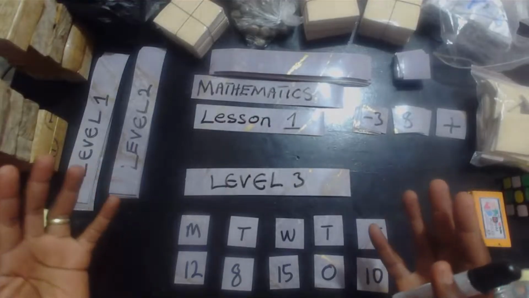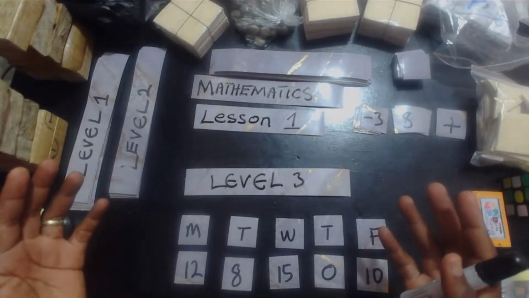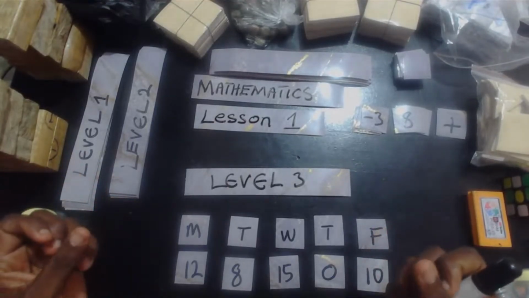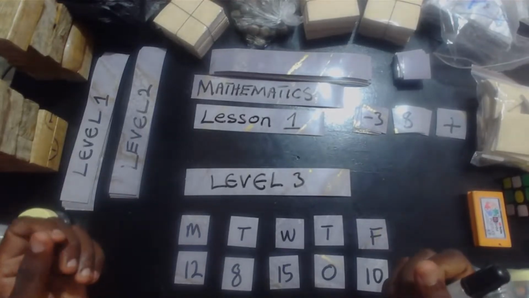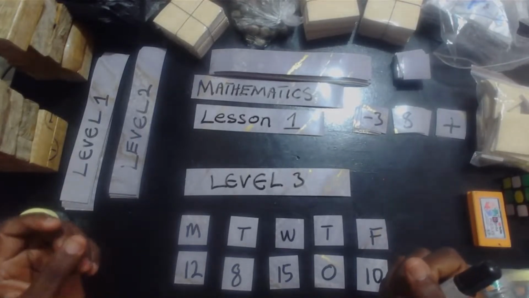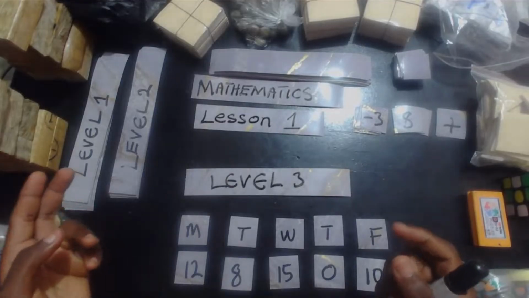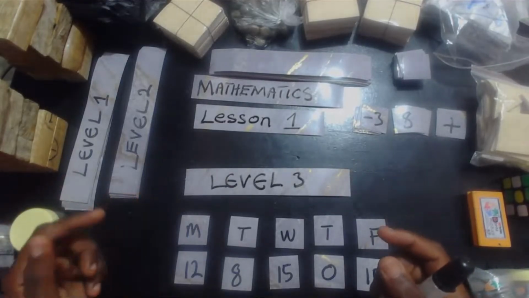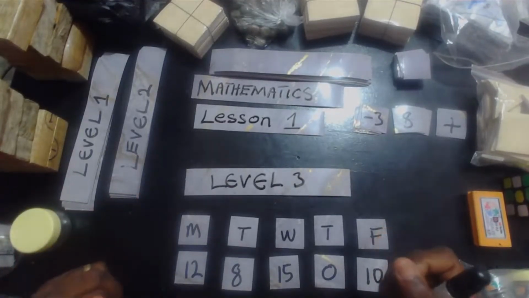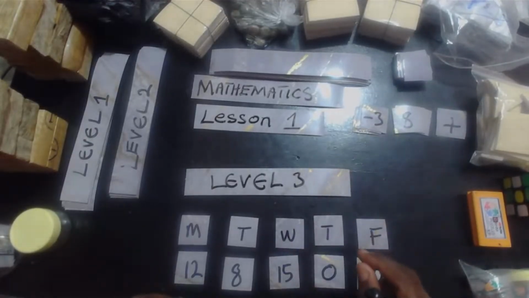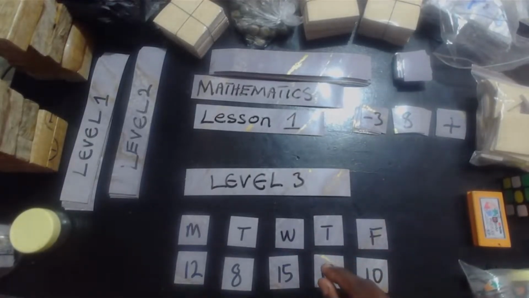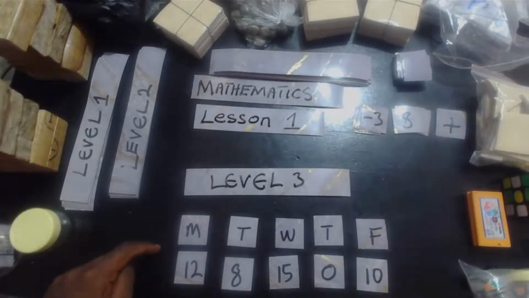Now, let's ask another interesting question on level 3. If the fisherman tracks change in catch from day to day, Monday to Tuesday, what would be the change from Monday to Tuesday? So obviously Monday he catches 12, Tuesday he catches 8.